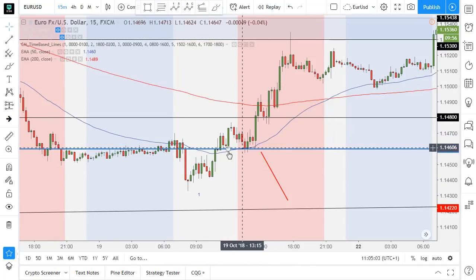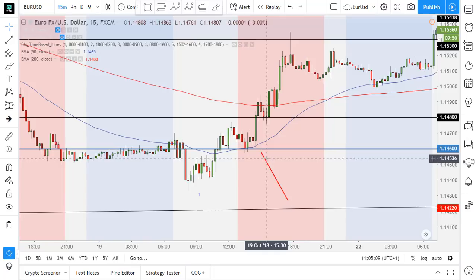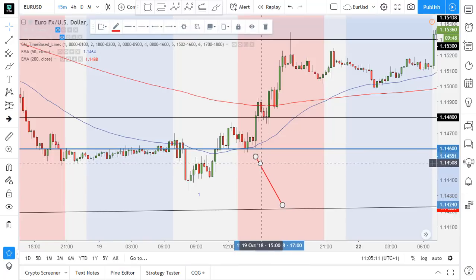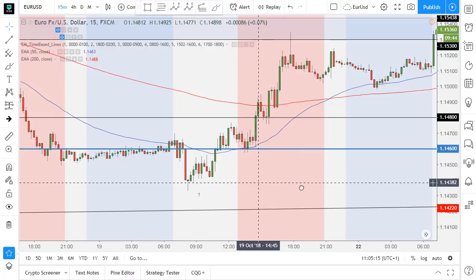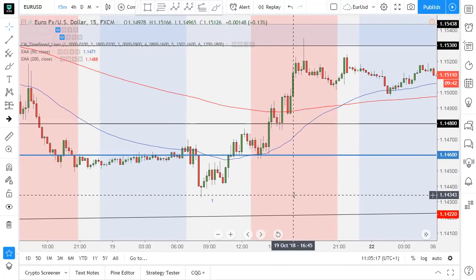There's a lot of reasons. Also the timing. This is the false move of New York. There are a lot of reasons to not take this trade more than to take it. That's why I highly recommend you do not trade solely patterns. This is where most retail traders fail.